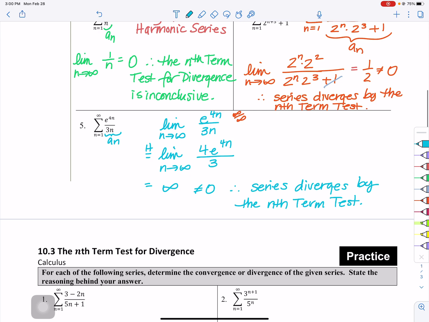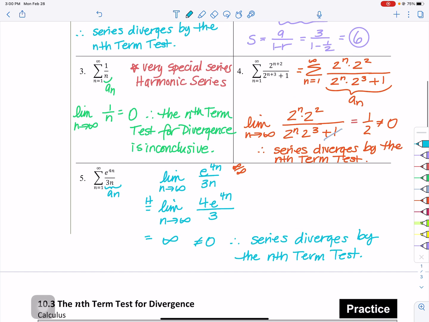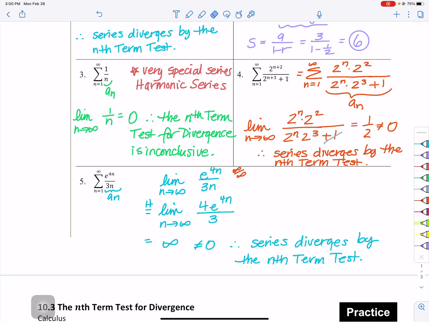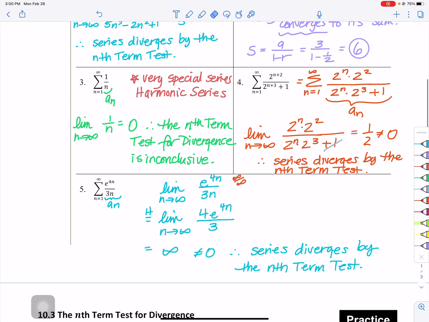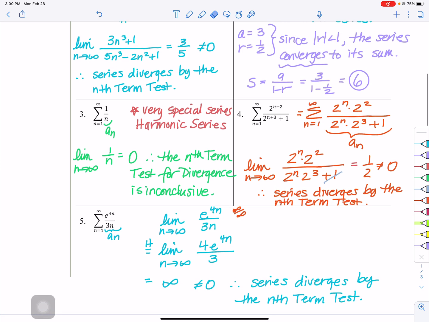So the nth term test for divergence is really good if you can quickly see that the limit of a sub n is not going to be 0. So it's a really good test that you can quickly glance at a series. And this concludes this topic.